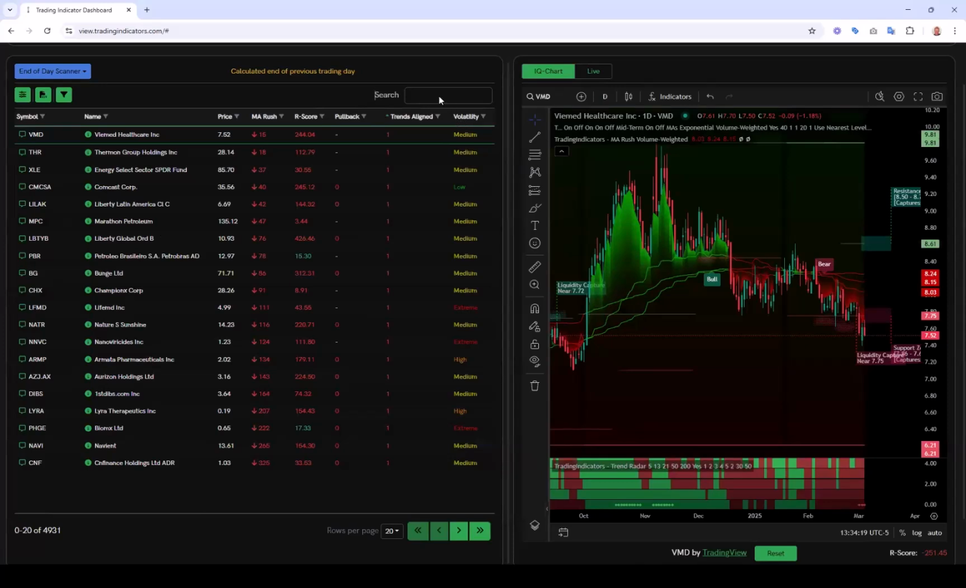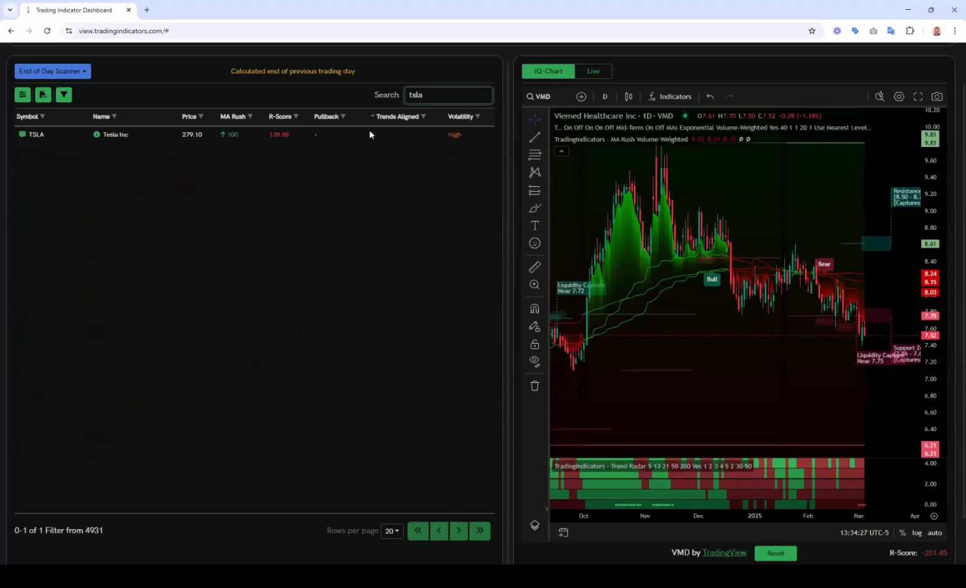Okay, quick search is this box up here. It allows you to quickly find any symbol of interest. Let's say you're interested in Tesla. All right, type in the symbol, either the actual ticker symbol or the name. So you can also type in Tesla like this. It will also find the same thing. Okay, so let's click on it.